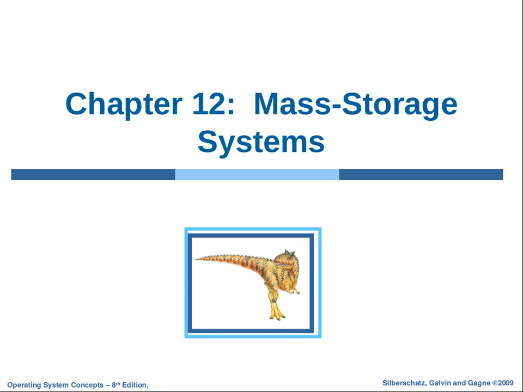What? So chapter 12, mass storage systems. We talked about file interface and file implementation. I did assign a homework. I apparently just didn't go over it. Or maybe I didn't do something.